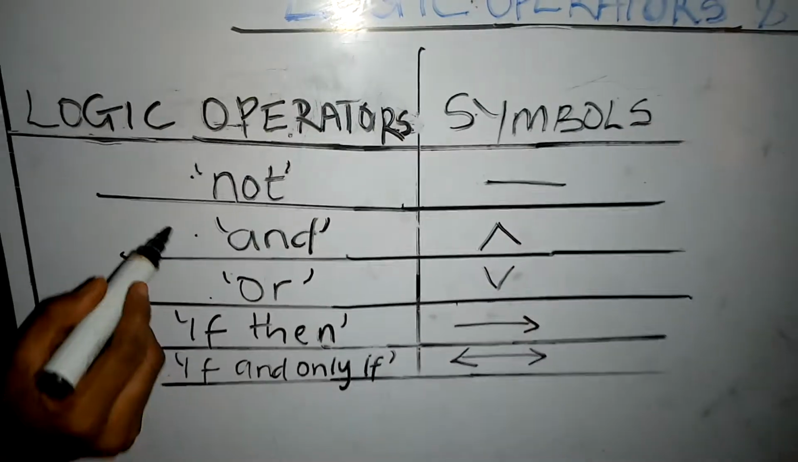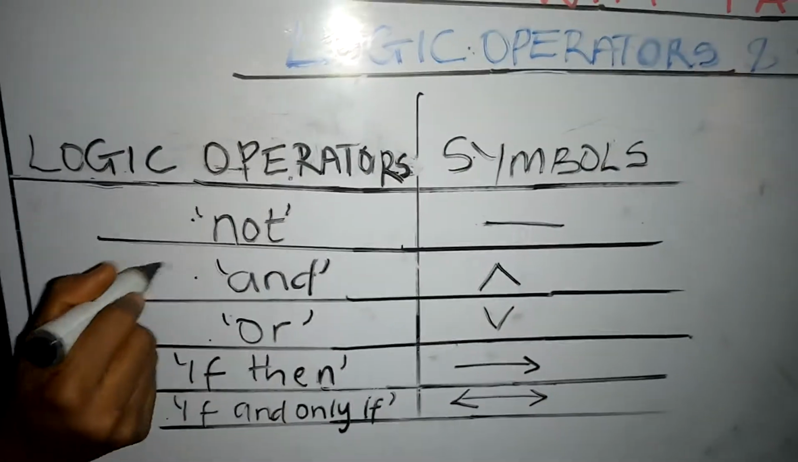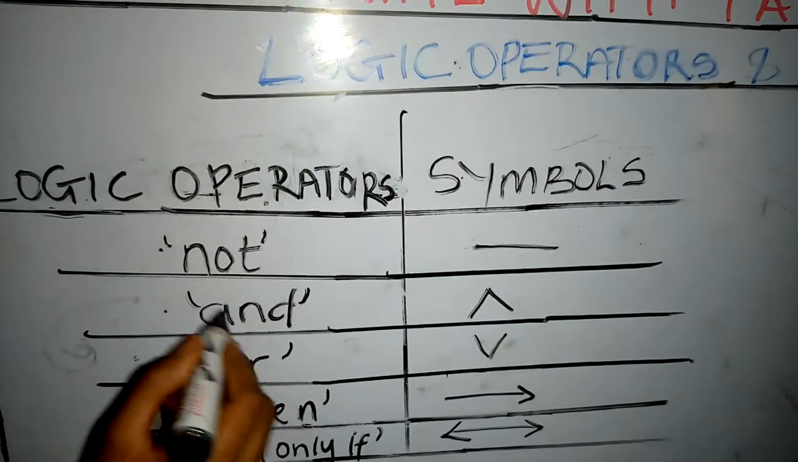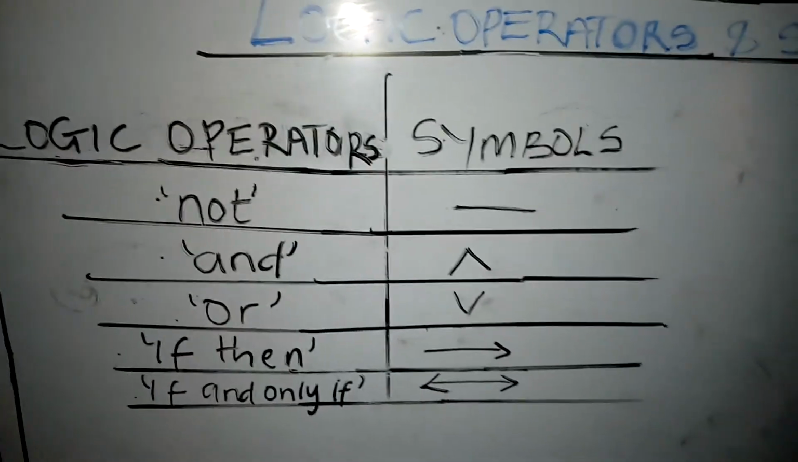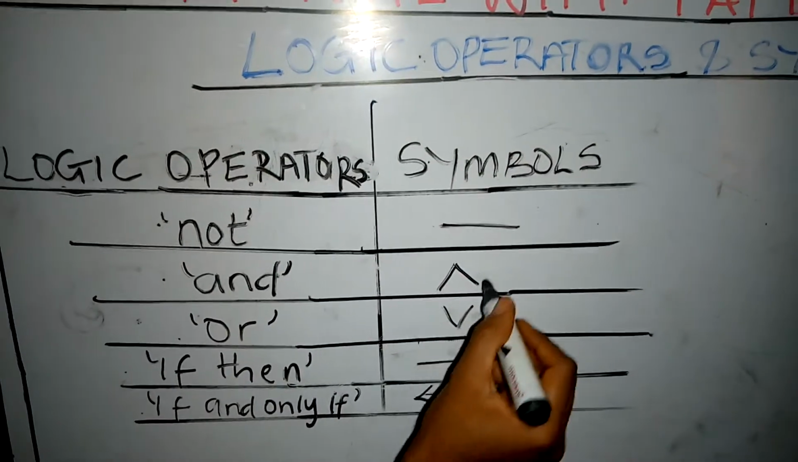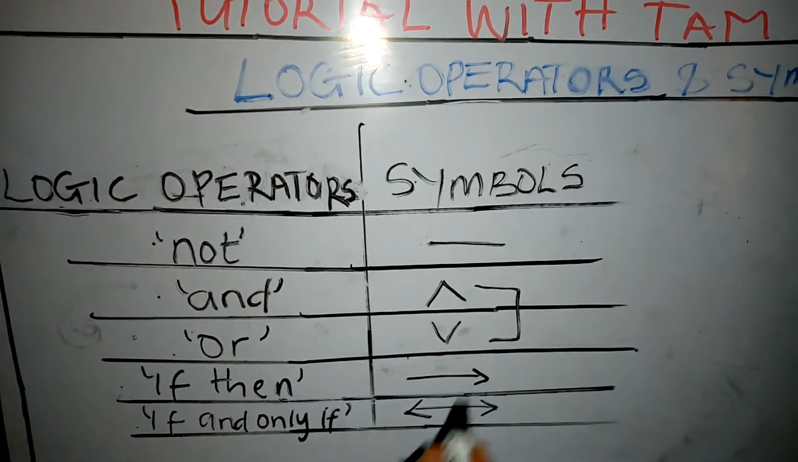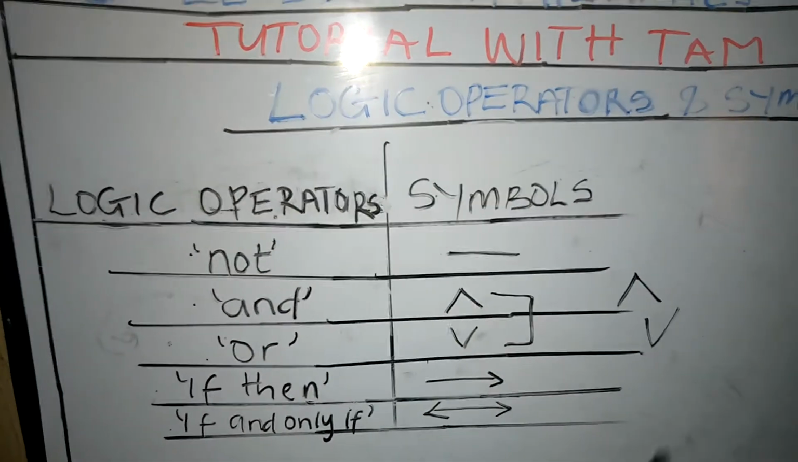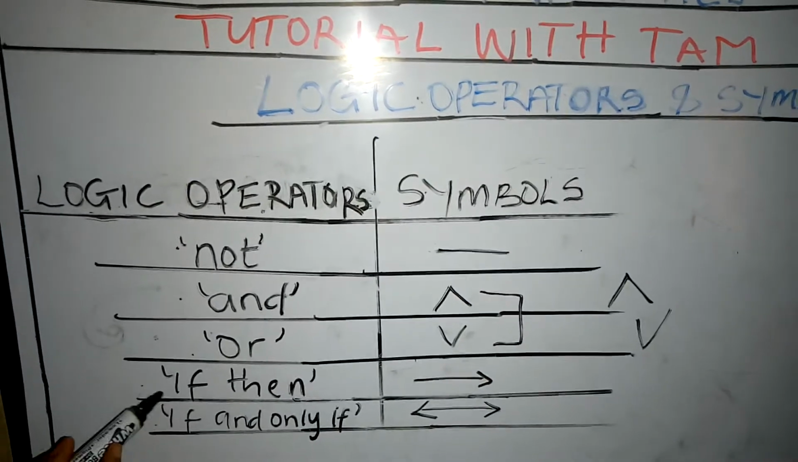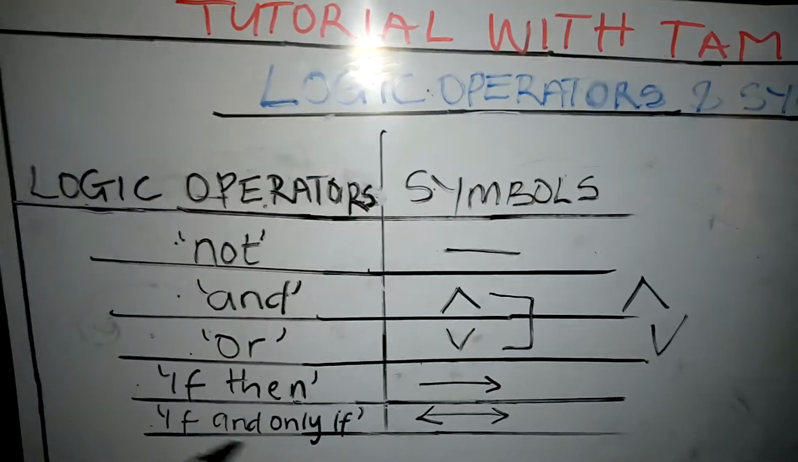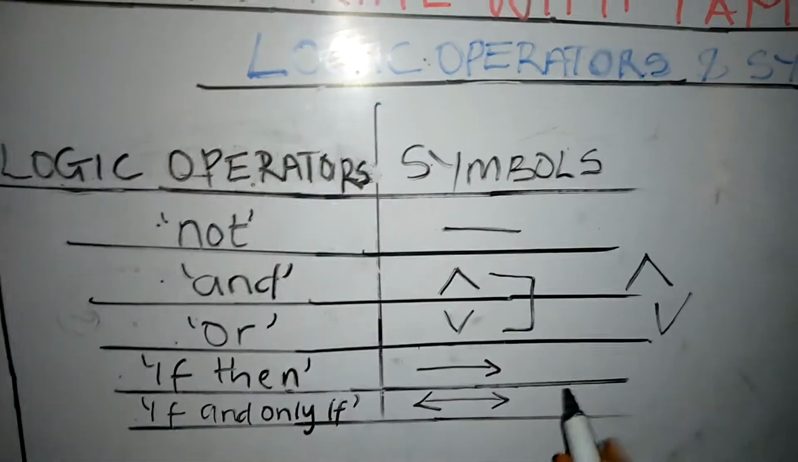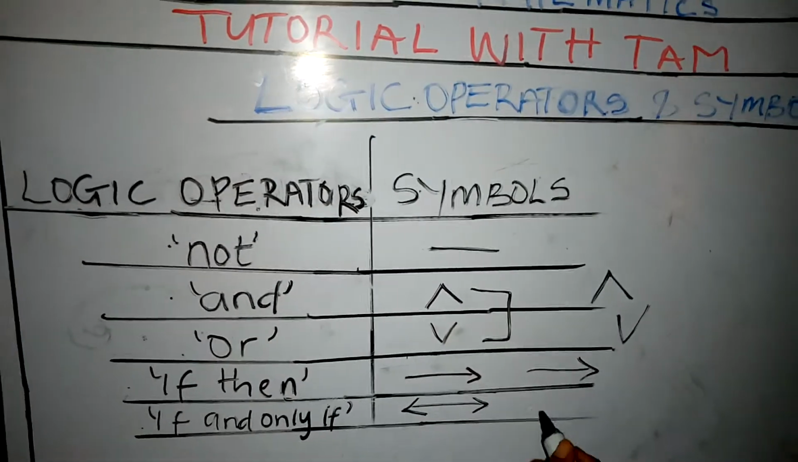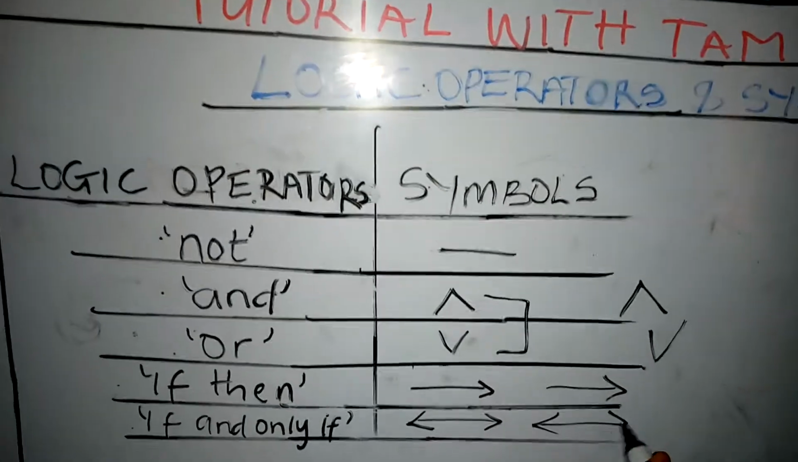Please don't mix them all together, because and and or are similar. And is this way, while or is the inverted form of and. Also, if then and if and only if, don't mix them together. If then has only one arrow, while if and only if has two arrows.